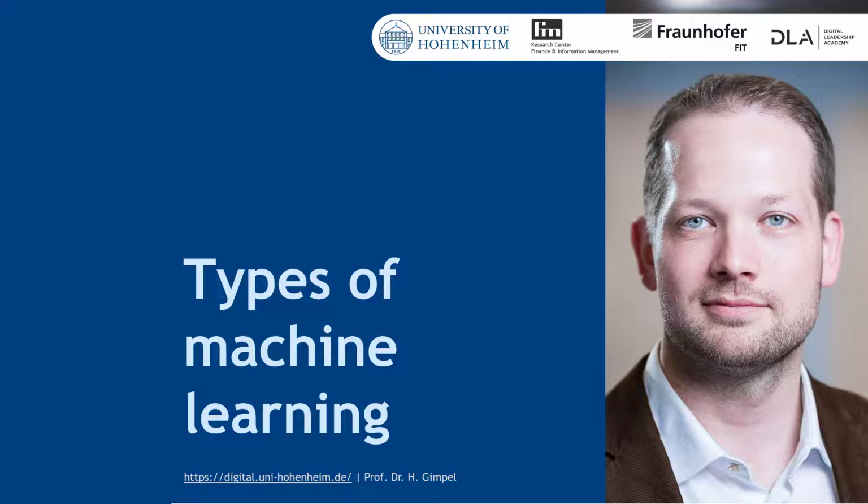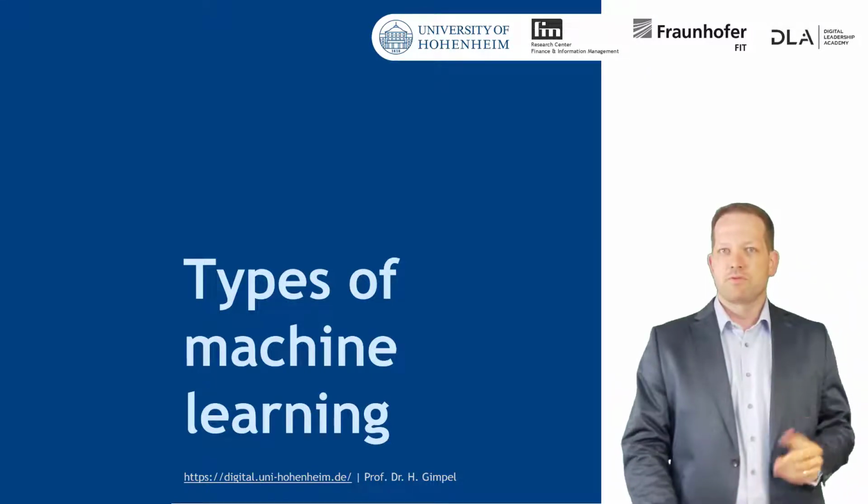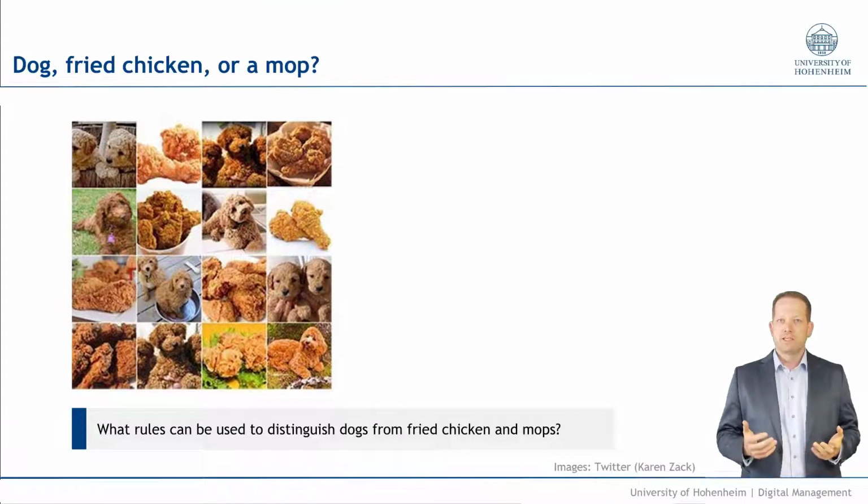Let us look at some of the benefits of machine learning and types of machine learning. What you see here are different pictures of dogs or fried chicken. For us as humans, it's rather easy to distinguish them. On a few of these, you might have to have a second look, but then you won't have a problem knowing whether it's a dog or a fried chicken.